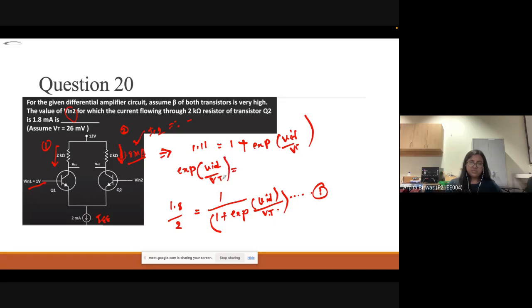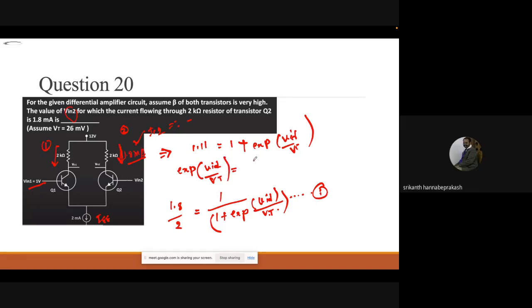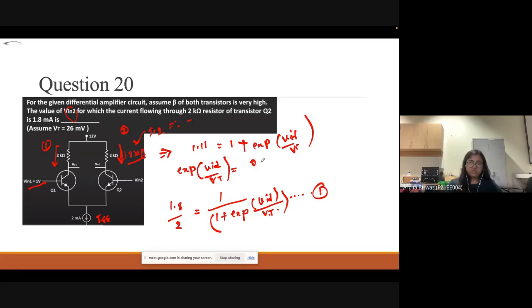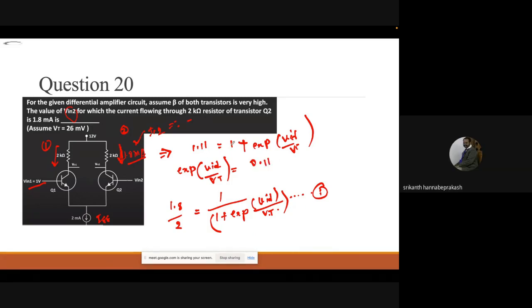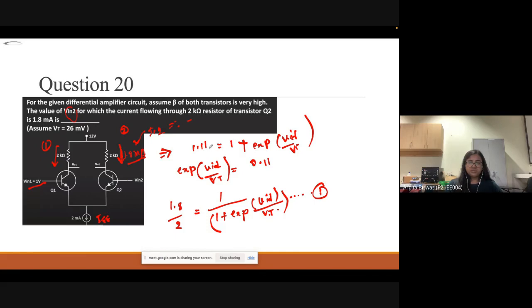This value, tell me what is the value of it? 0.11, because here 1 goes to the left side, so minus 1. So 1.11 minus 1, the value is 0.11. Is it okay? Yes, madam. So just on both sides you have to take the logarithm, ln, of this exponential VID by VT, and this side also. So ln 0.11.